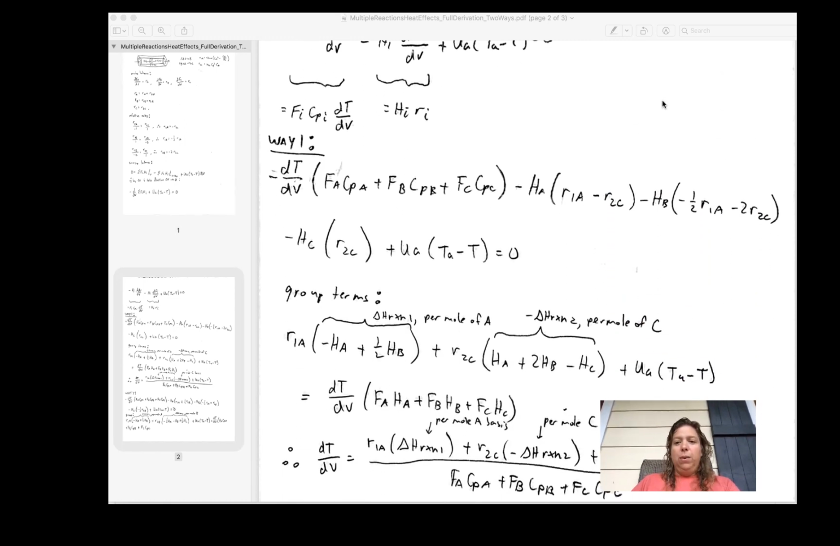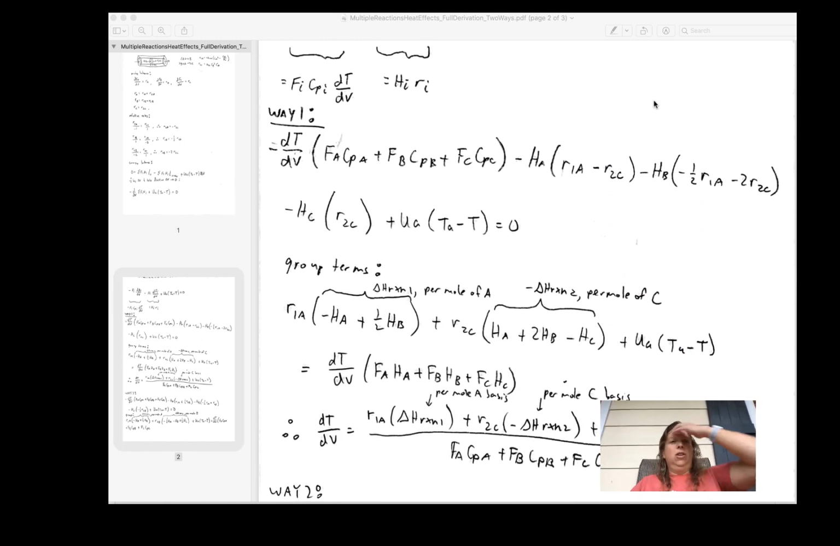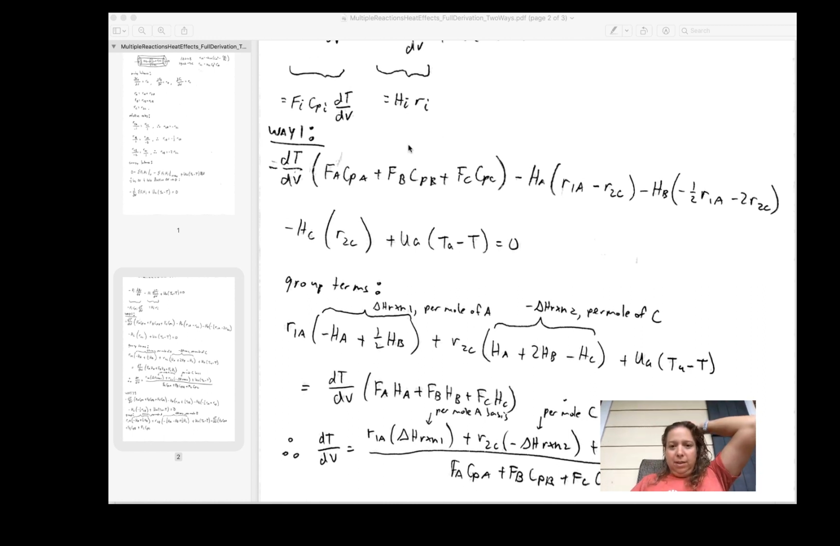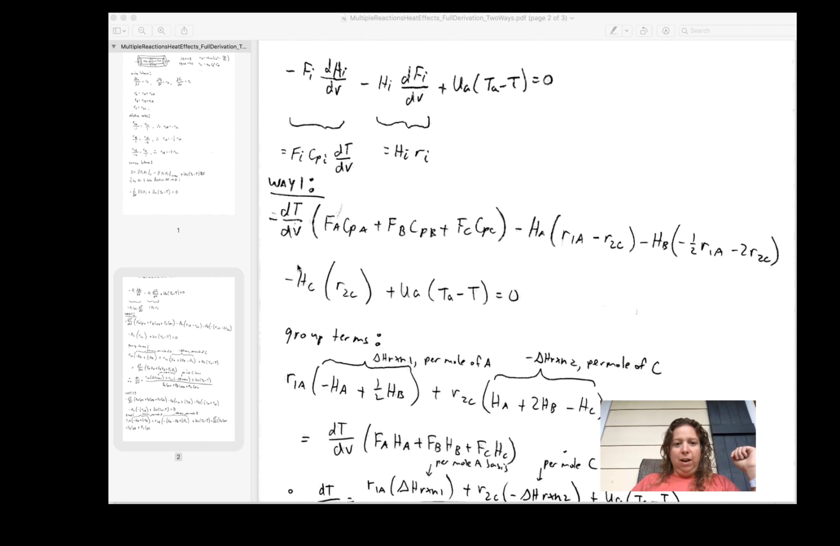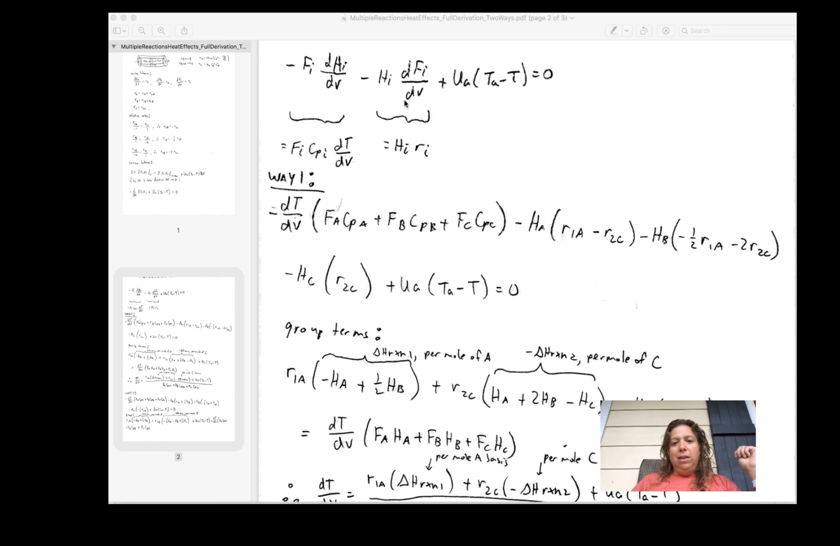So the first way, we're going to take the second reaction in terms of C. So this is basically expanding out this expression. These are all of our dT/dV times flow rate times heat capacity terms. So that's basically this expression expanded out. Now we have our enthalpy times rate term. We're going to take this one species at a time. So here we have species i equal to A. So we take HA and we multiply that by the rate of A.